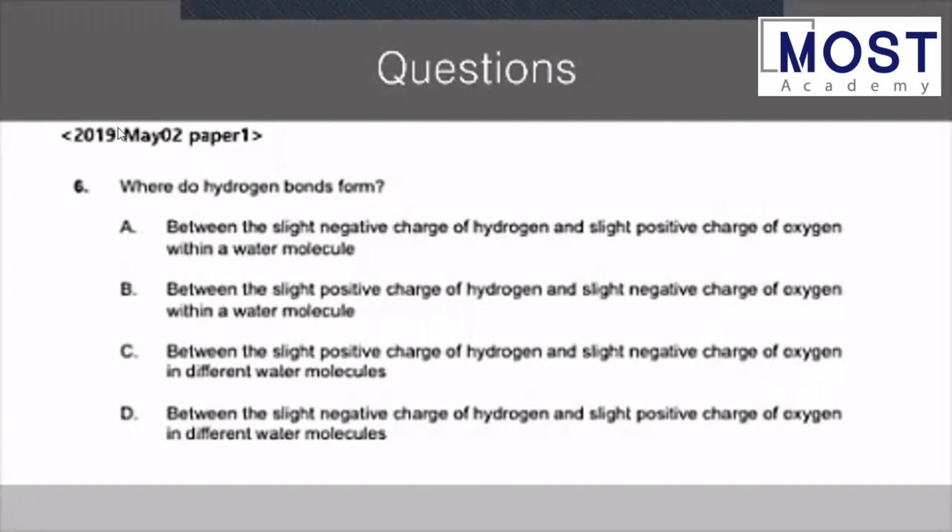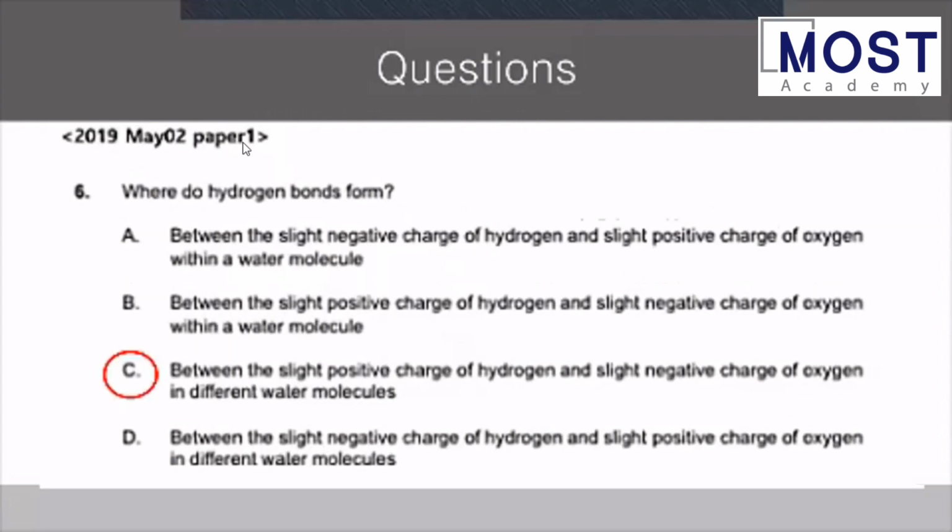Looking at B and C, we have to see whether hydrogen bonds are within a water molecule or between different water molecules. I told you within a molecule, they are connected by covalent bonds, but between one water molecule and another water molecule, they form hydrogen bonds. So the answer will be C.